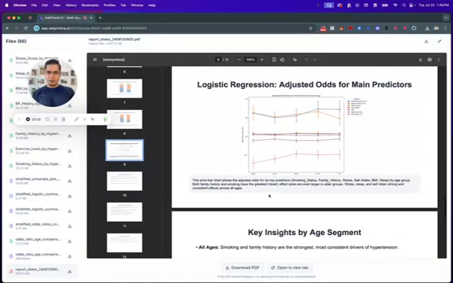Looks good. So we probably spent like 5 to 7 minutes, and we've had a really deep statistical analysis of this data. Hope you enjoyed it.